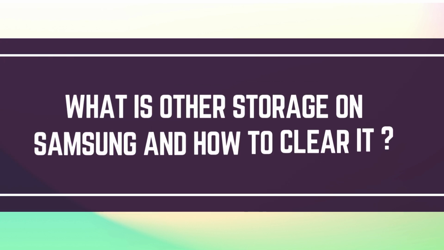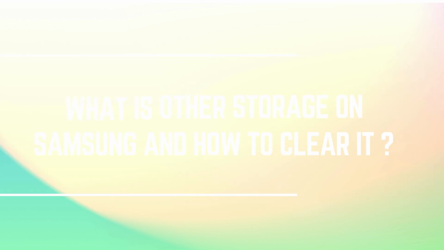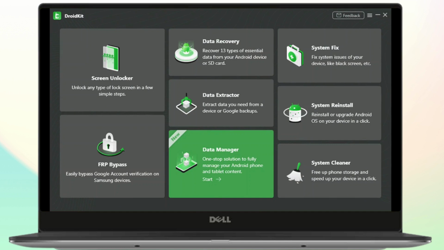What is other storage on Samsung and how to clear it? Other storage on Samsung is the cache of your running apps. So in order to clear it, you can simply use the settings or you can use this app.